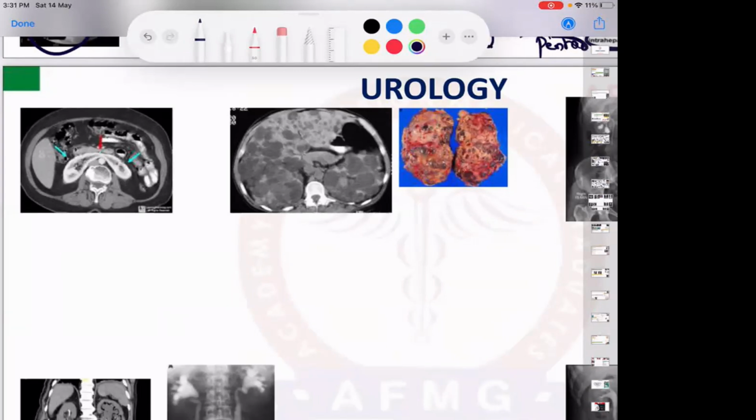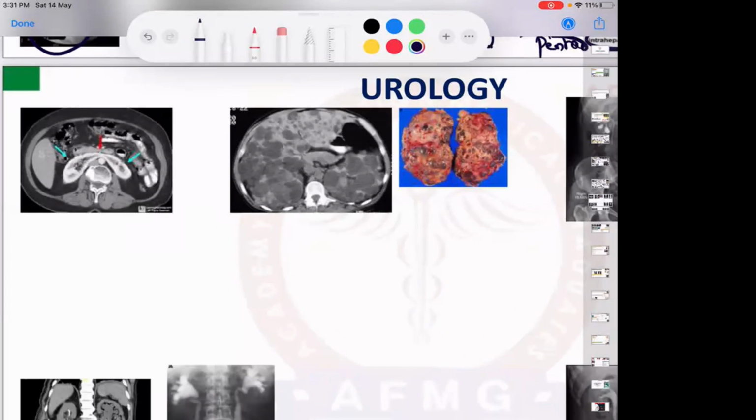So give the patient a lot of water to drink, inject the dye, and then you will take the pictures. You will inject the dye into the urethra and then into the urinary bladder, and when the patient urinates, you will take the picture. That is the MCU, micturating cystourethrogram or voiding urethrogram.